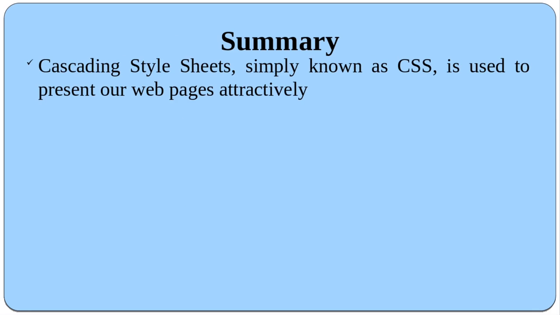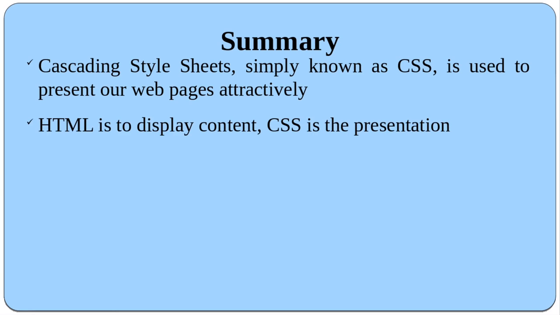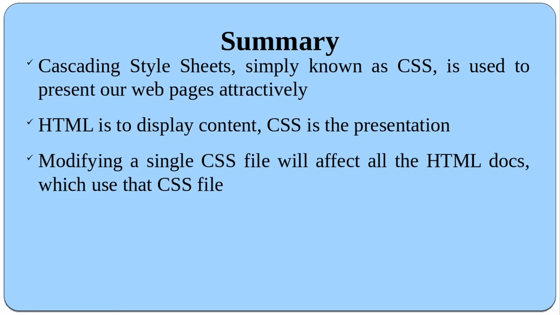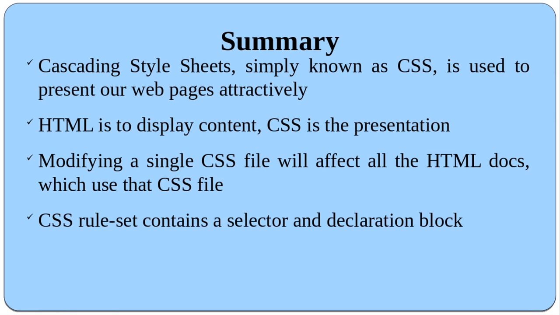Summary of this session: cascading style sheets, simply known as CSS, is used to present our web pages attractively. HTML is used to display the content on the web page, whereas CSS is used to present the content in attractive manner. Modifying a single CSS file will affect all the HTML documents which use that CSS file. CSS rule set contains a selector and declaration block, where a selector targets a particular HTML element.